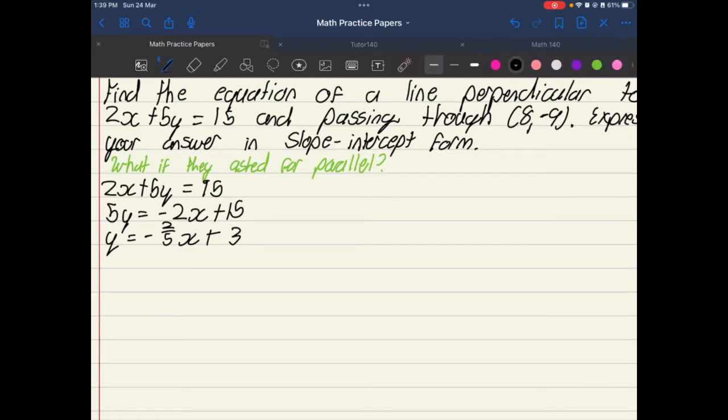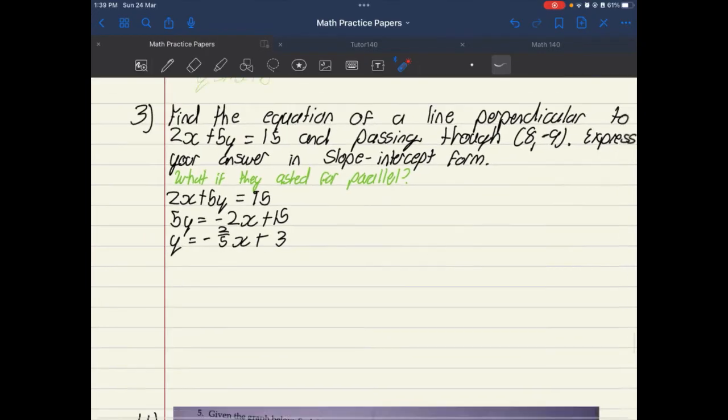Parallel slope goes like this. The lines are kind of even, like the slope, and they're never going to cross. They're going straight like this, so they ain't never gonna cross.